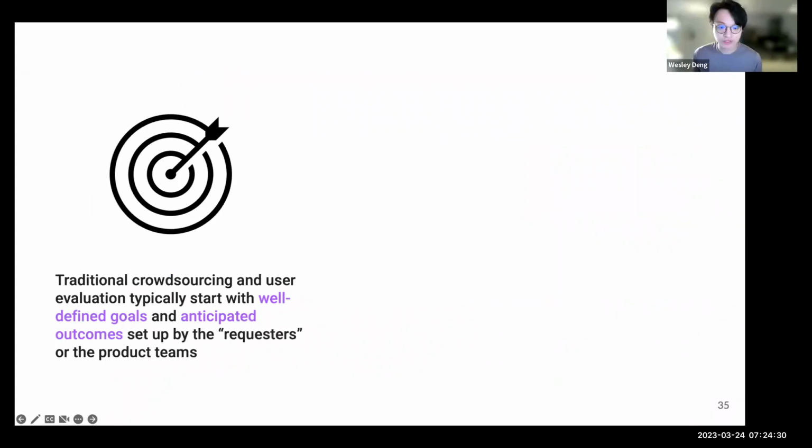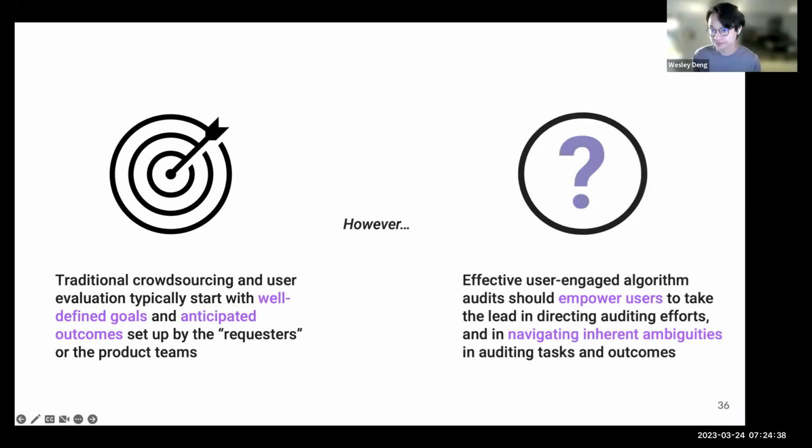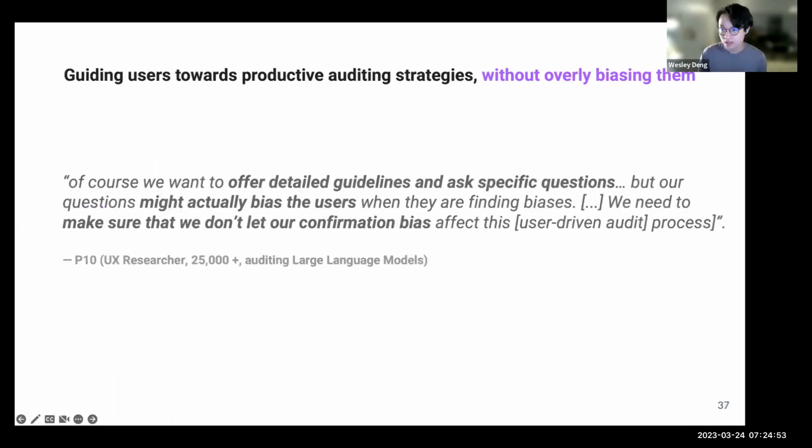Furthermore, traditional crowdsourcing and user evaluation typically start with well-defined goals and anticipated outcomes set up by the requesters on the product team. However, effective user-engaged algorithm audits should empower users to take the lead in directing auditing efforts and in navigating inherent ambiguities in auditing tasks and outcomes. Indeed, our participants shared the challenges around guiding users towards productive auditing strategies without overly biasing them, to avoid the confirmation biases that user-engaged auditing was meant to overcome.